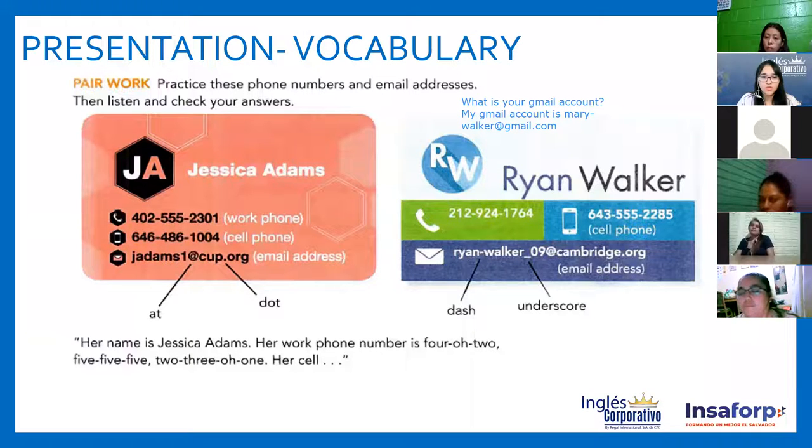Okay. So, what is your Gmail account? Hi. My Gmail is Oscar Armando. Los números, porque el correo lleva números, es deletreado. Yes, the numbers. Sí. 2516 at gmail.com. Excellent, Oscar. Very good. Okay, ahí tenemos this information that it is very.